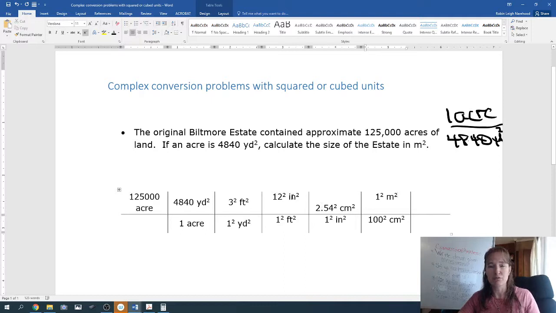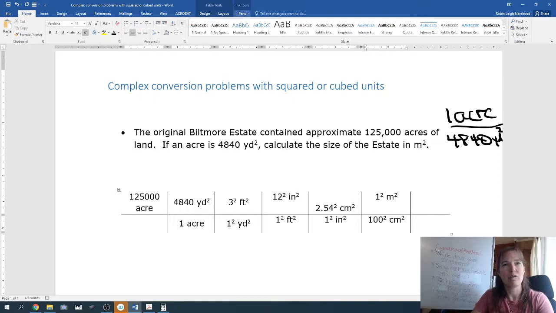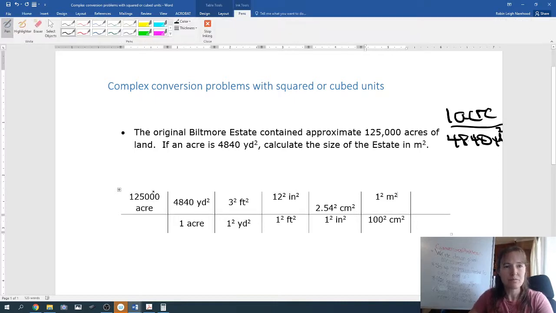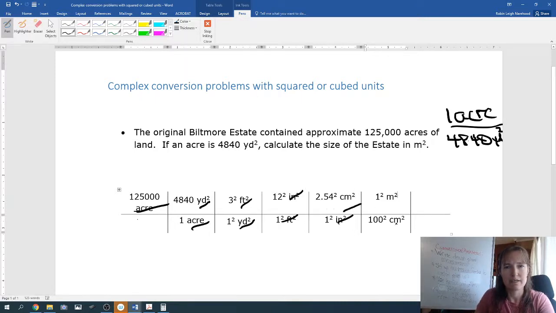So now you can go back through and cancel out the units. That's what I was walking us through as we went. That's the reason I put acres on the bottom, because I wanted it to cancel, and I put yards on the bottom. So we got feet squared and inches squared and centimeters squared, and all these units will cancel, leaving us with meters squared. So now all I need to do is the math associated with the numbers, because the units are canceled.